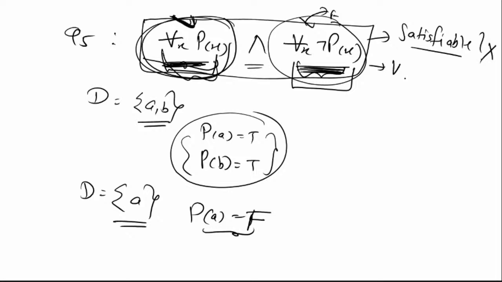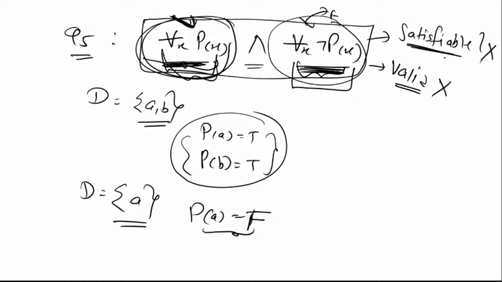Now the next question: is it valid? See, this is not valid because this is not even satisfiable. Valid says that all environments must be models, and satisfiable says that at least one environment must be a model. This formula Q5 is not satisfiable. What it means is that we do not have any model.